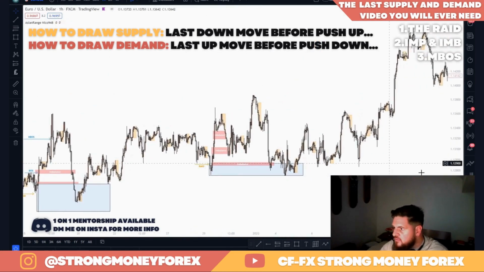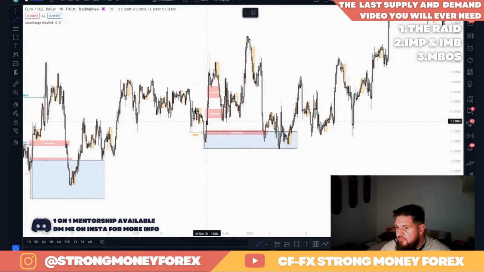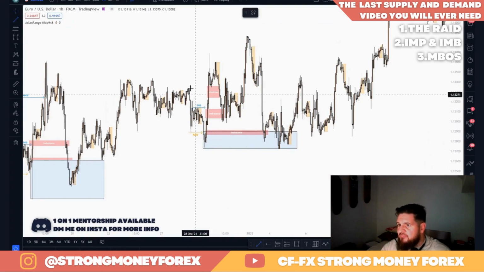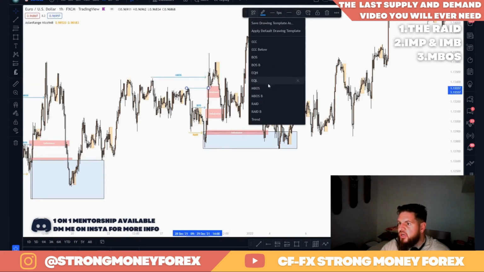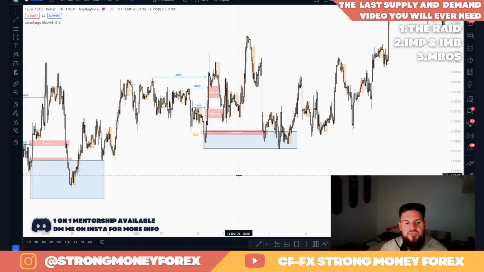Same thing applies here. We've got our raid, we then have an impulsive move away, we have minor breaks of structure first, as you can see there, and we have major breaks of structure here and here, depending on what your swing points are. Obviously, people draw their swing points differently, but you can't argue that one of these is definitely the swing point, regardless of how you trade. We've had our impulsive move, we left behind multiple imbalances, and it's these 3 confluences that we're looking for to signal us to start paying attention to that zone.